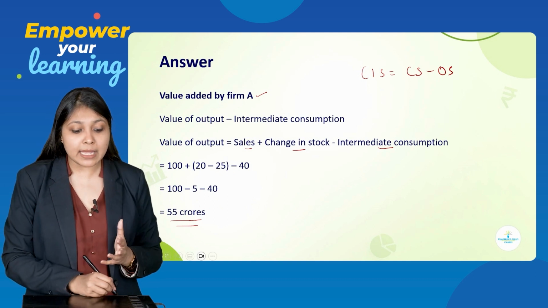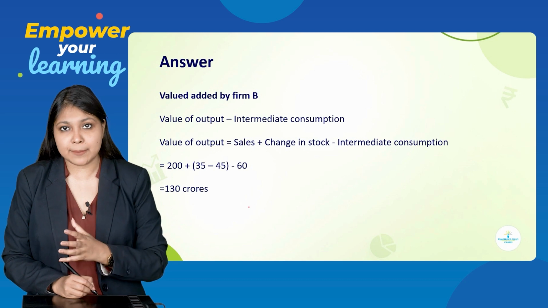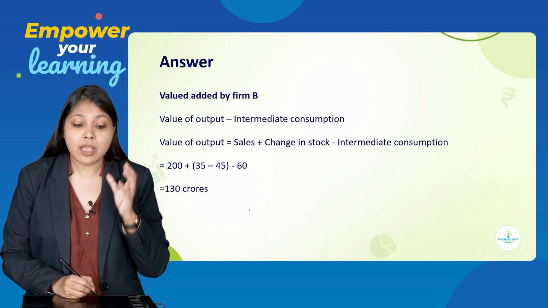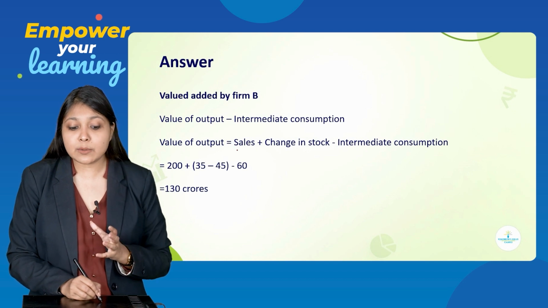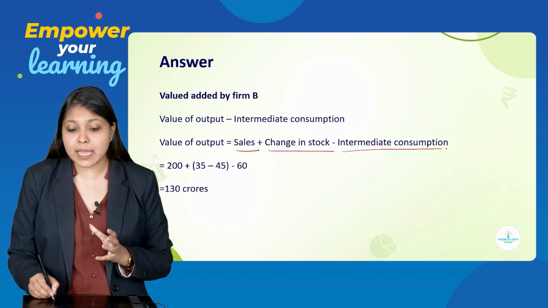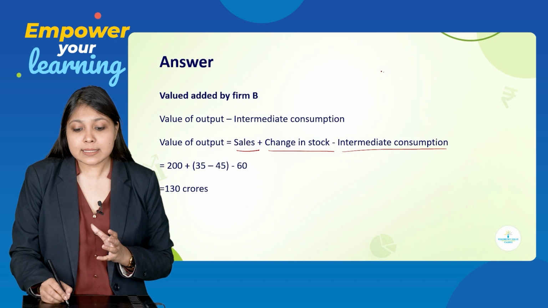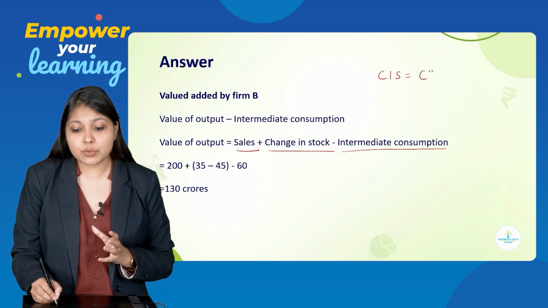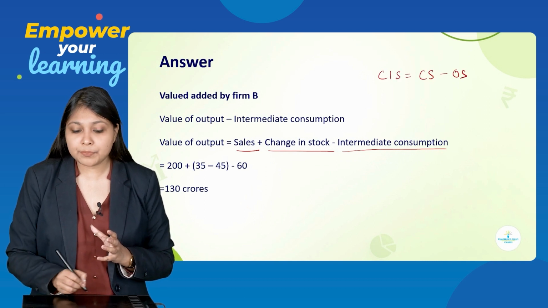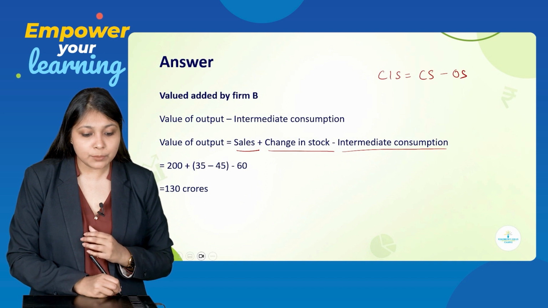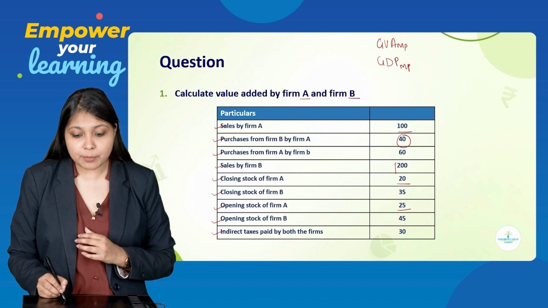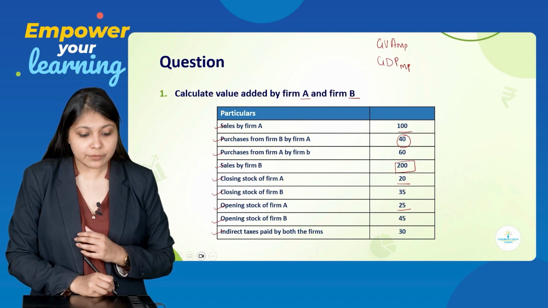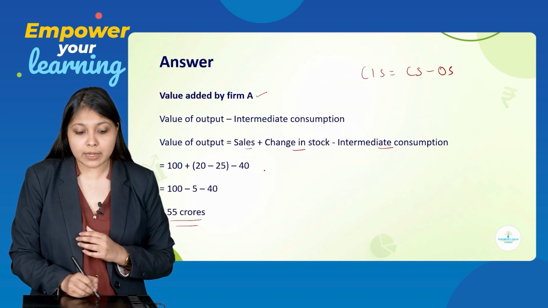Now, in the similar manner, we will be finding out for firm B. The formula will go as it is, value of output minus intermediate consumption. Value of output is equal to sales plus CIS minus intermediate consumption. CIS is nothing but your closing stock minus opening stock. So, let us see the sales value. Sales by firm B is how much? 200. So, we will write down 200.